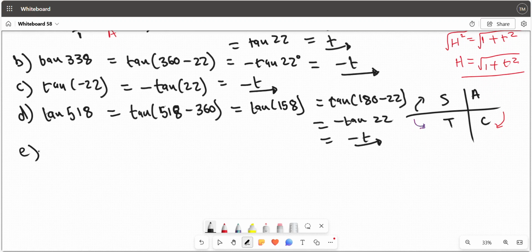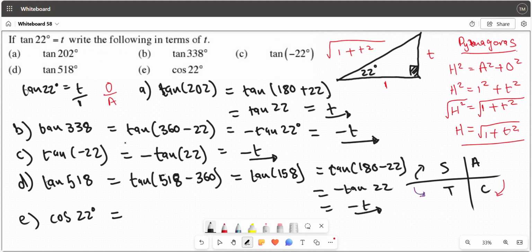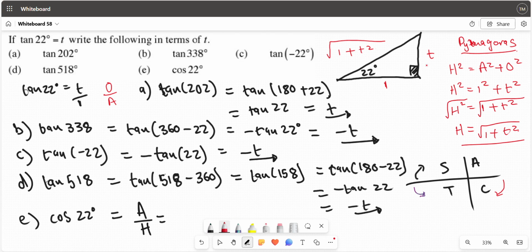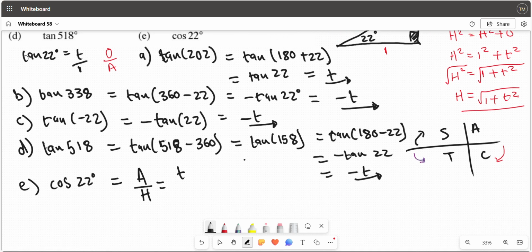Then E, let me check what E is asking. E is asking what is cos 22. This one does need the diagram. So we go on to our diagram. Cos is adjacent over hypotenuse. There's my adjacent, and this is my hypotenuse. So as a fraction, that ends up being 1 over the square root of 1 plus t squared. And again, you can't simplify that, so you leave that as your final answer.